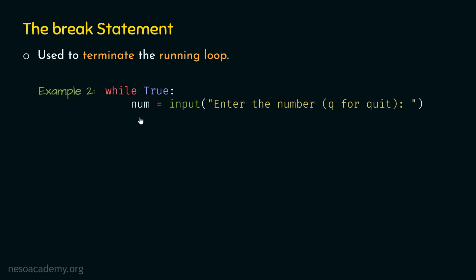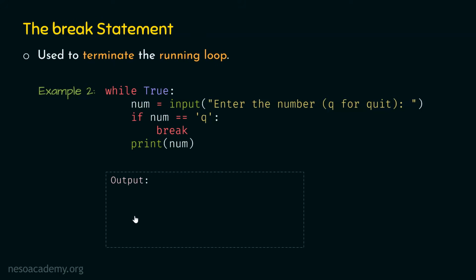Now after this we need to check this condition. If num is equal to Q, if it is the case that the user input is Q, then we just break this loop, or we just need to terminate this loop. If that's not the case, then we just need to print the number on the screen. So when we execute this code, the output that we will receive looks like this.